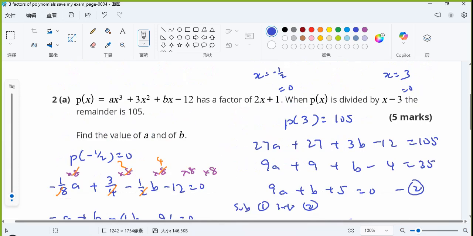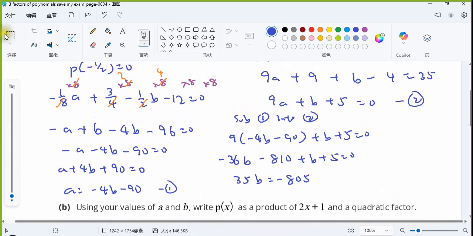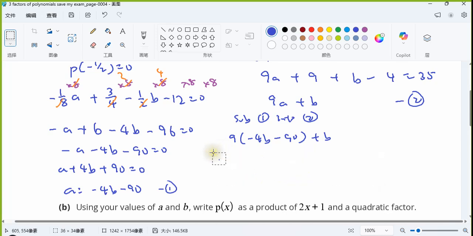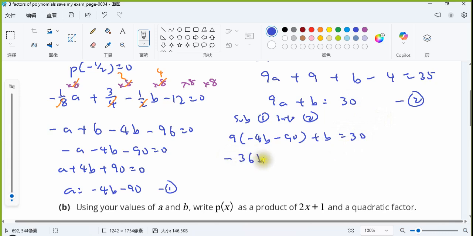Okay, so this will be 35 and then 35. So 35 plus 4, 39, and then 30. Okay. So equal to 30. So negative 36b minus 810 plus b equal to 30.